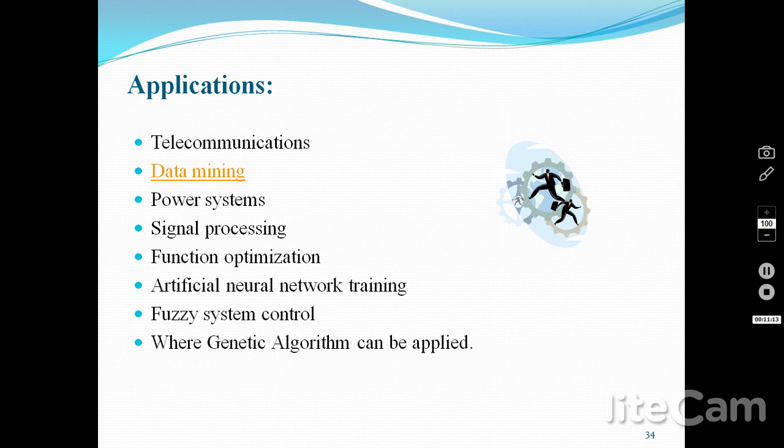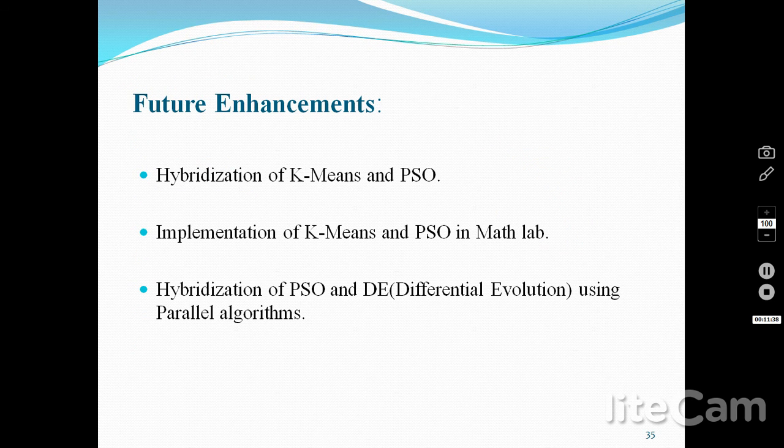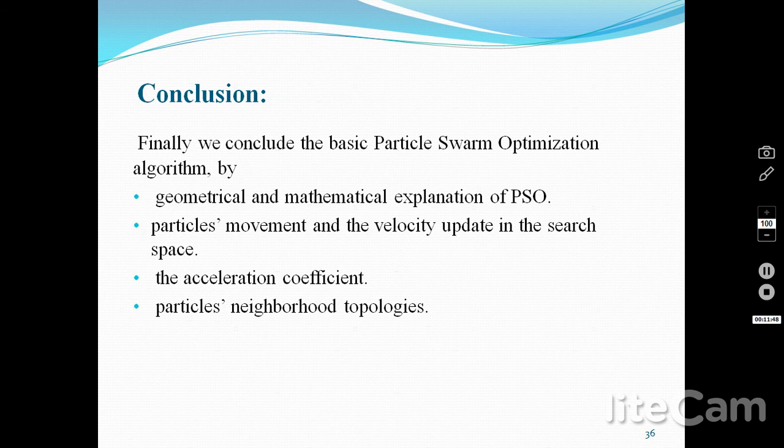Applications. It has a wide range of applications like telecommunications, data mining, power systems, signal processing, function optimization, artificial neural network training, and fuzzy system control, where a genetic algorithm can be applied. An artificial neural network can be trained using MATLAB, in signal processing we can use digital signal processing, and in data mining we have implemented this algorithm. Future enhancements can be done by hybridization of k-means and PSO, and we can also implement k-means and PSO in MATLAB, and hybridization of PSO and DE using parallel algorithms can also be done.